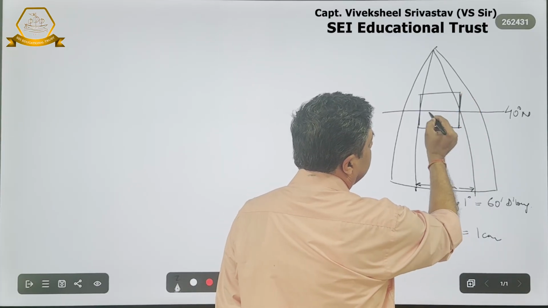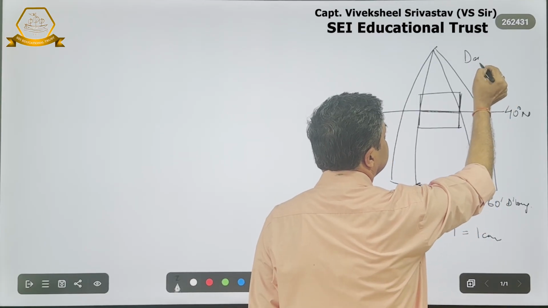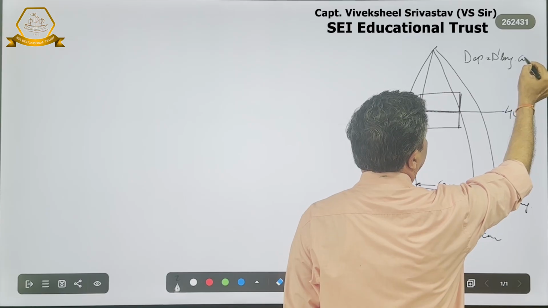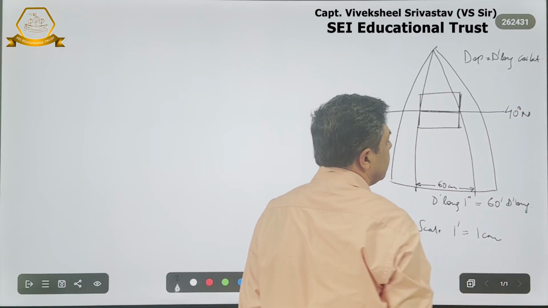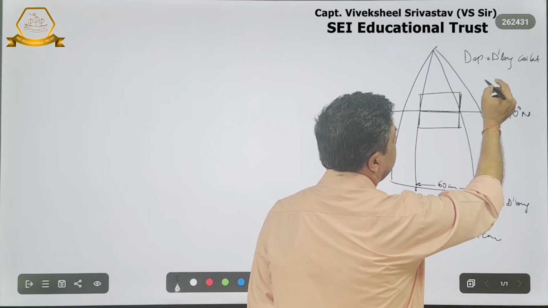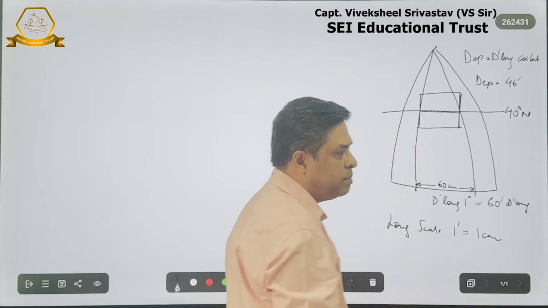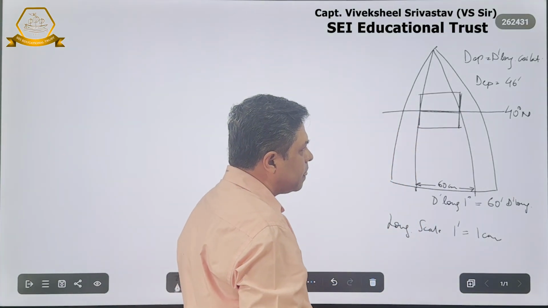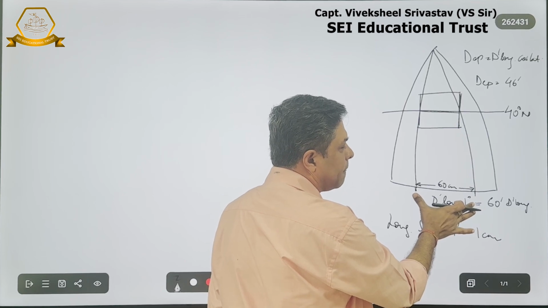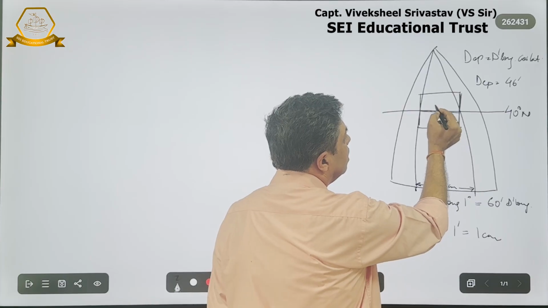Now the departure over here at 40 degrees north latitude, which we have seen, departure is equal to d long into cos of latitude. Okay, so when you find out, the departure will come around 46 miles approximately. So if I have a d long of 60 minutes at 40 degrees north latitude, I'll have a departure of 46 miles.